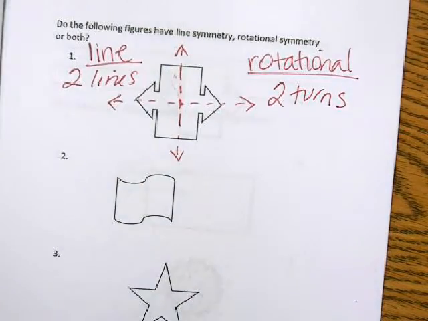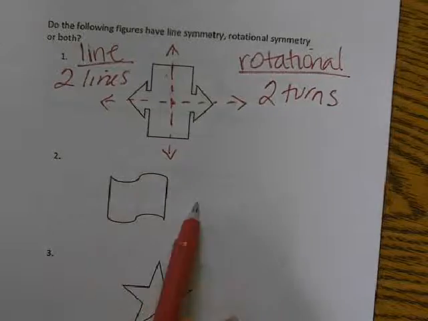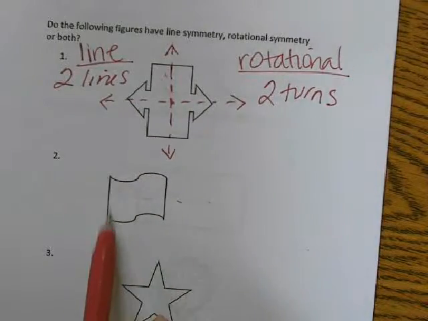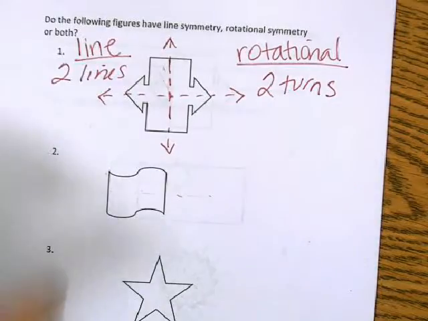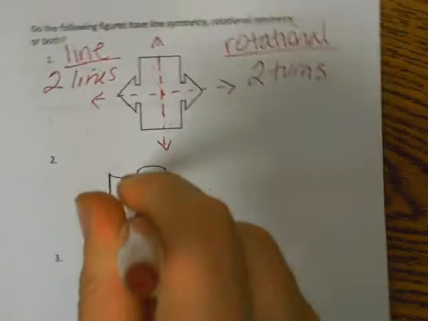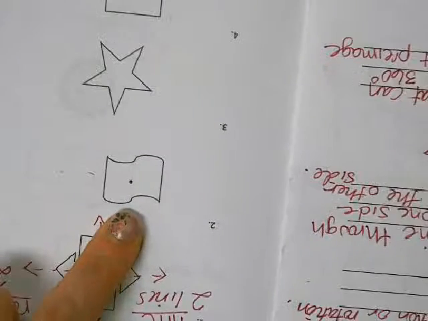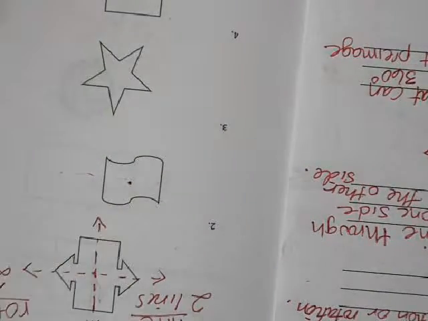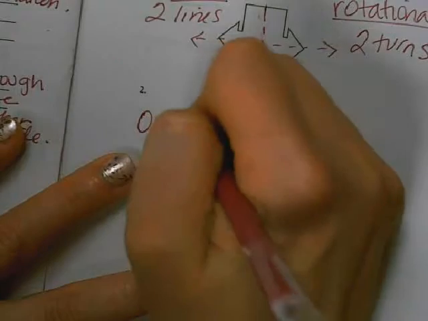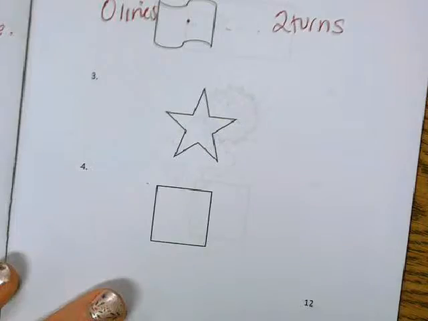Okay? Number 2. Does this one have line symmetry if I drew a line through it? No, because this doesn't reflect exactly onto that. Does it have rotational symmetry? So could I put my pen in the middle of it and spin it? Well, if I do, it looks the same if I have it upside down, right? So that's 1 turn, and then 1 more turn. So this has 0 lines and 2 turns.